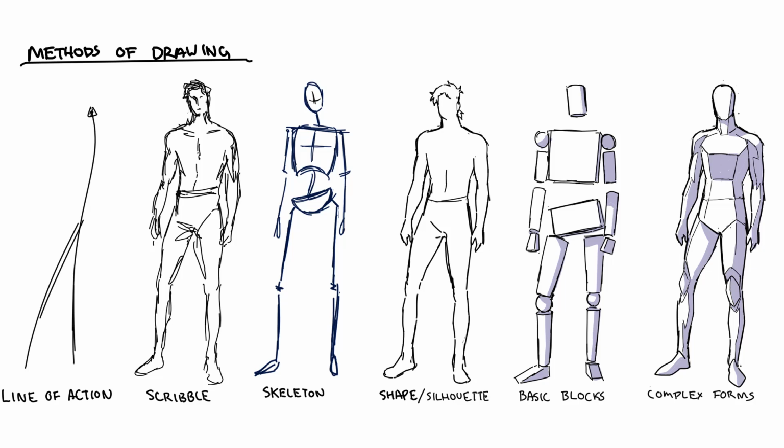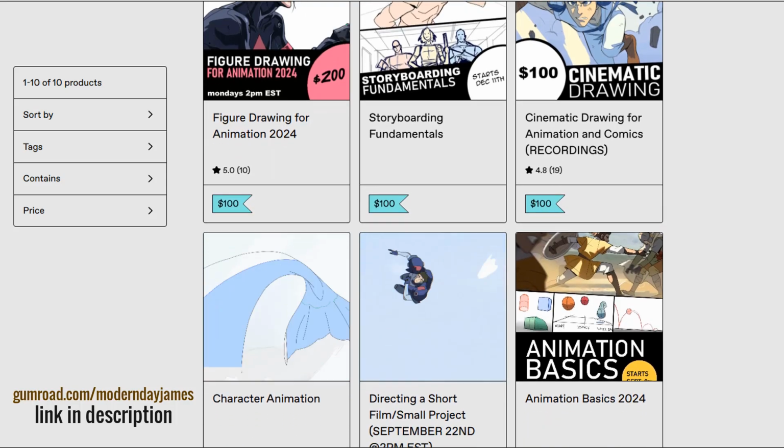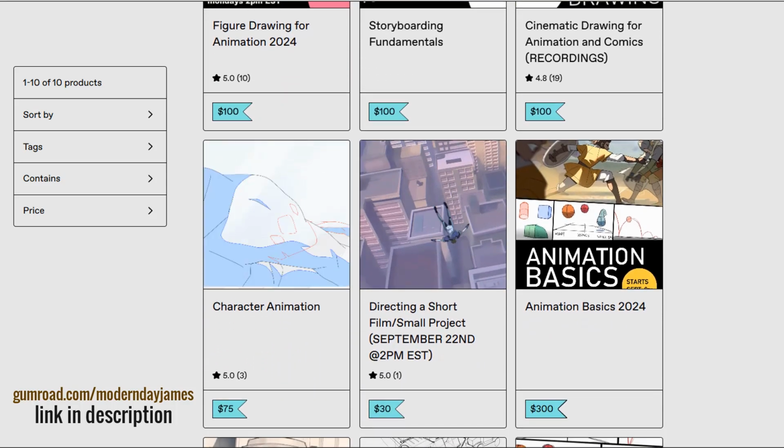Proportions are just one component among many when drawing the figure. So it's important to remember that we have a lot of different tools and methods of understanding how to draw the figure. I talk about this a little bit more thoroughly in my figure drawing video as well as my classes over on Gumroad.